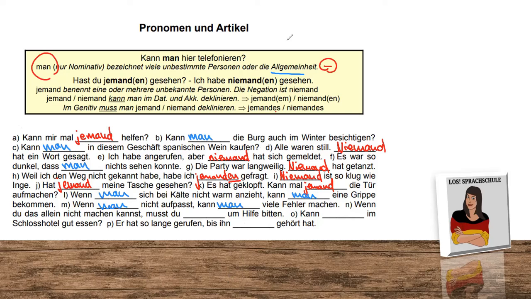Next one. Wenn du das alleine nicht machen kannst, musst du jemanden um Hilfe bitten. If you cannot do this by yourself, you have to ask someone for help. Kann man im Schlosshotel gut essen? Can one eat in the castle hotel well? Er hat so lange gerufen, bis ihn jemand gehört hat. He was shouting for so long until somebody heard him.